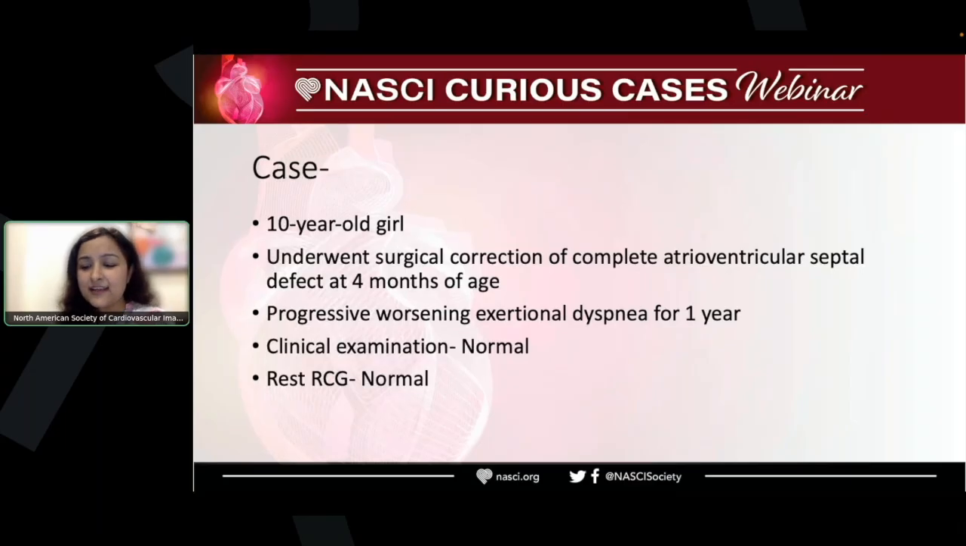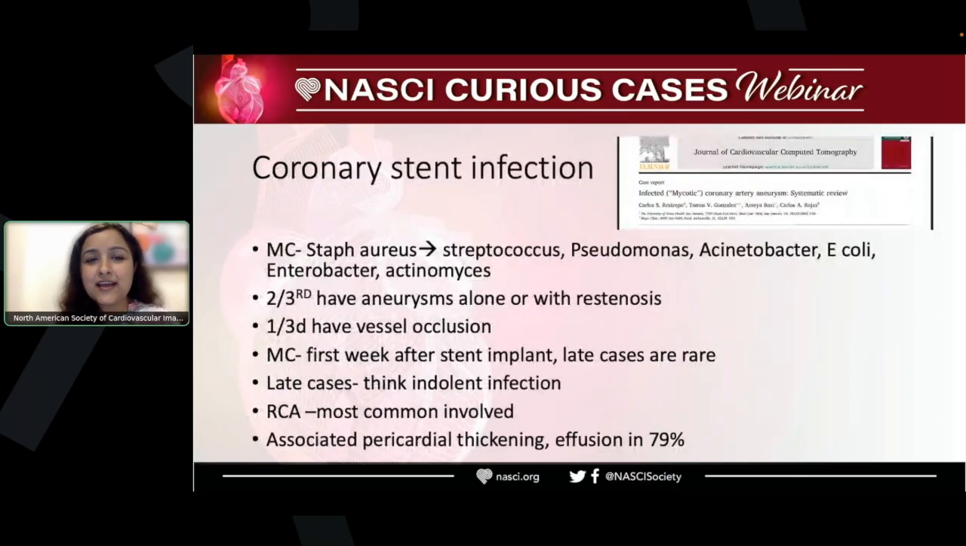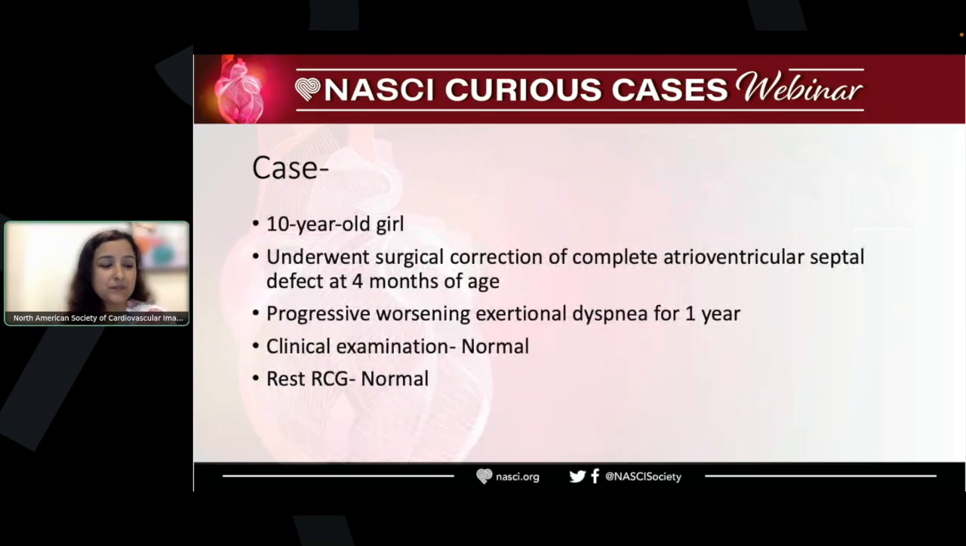Are there any comments or any doubts regarding this particular case? Any alternative opinions? No? Okay. So with that, I'll go to the next case.